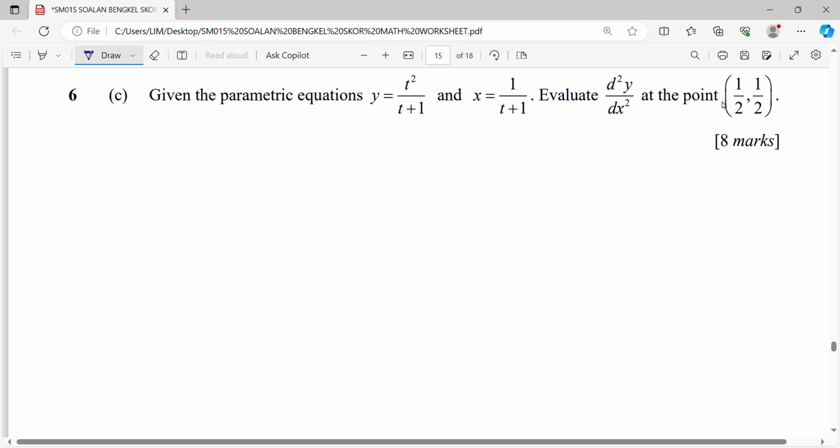So you are given y equals t squared over t plus 1. Differentiate this. You are differentiating y with respect to t. Look at your t. Where is the position of your t? Dekat atas ada, dekat bawah ada.